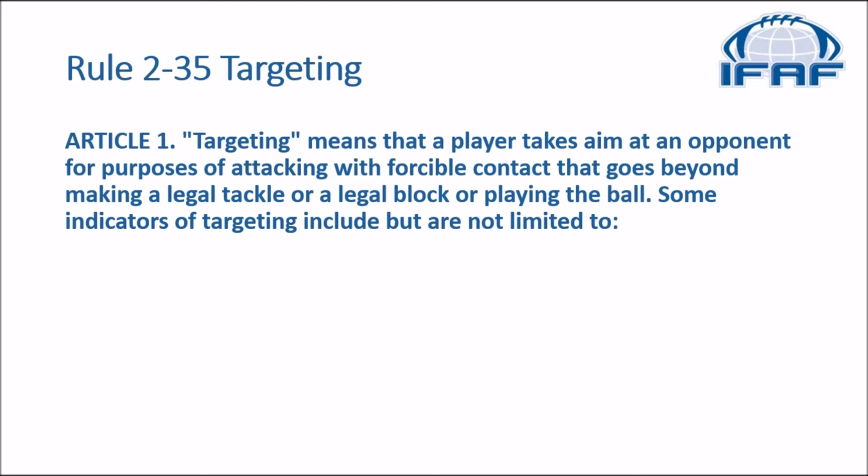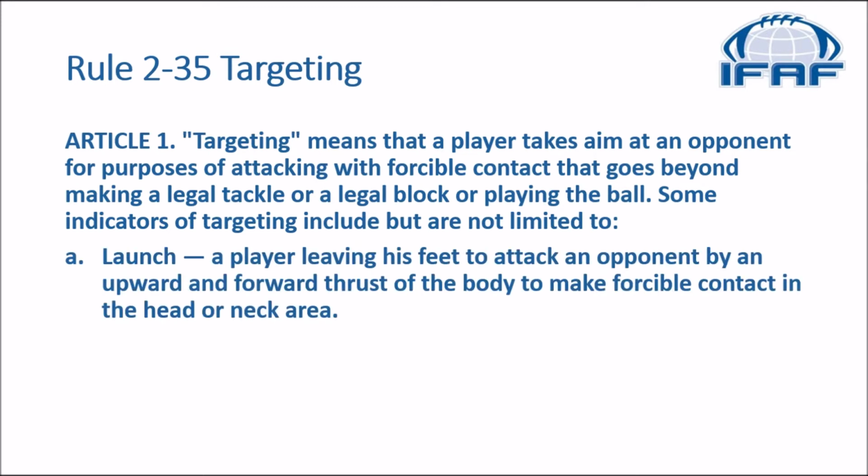Rule 2:35 goes on to define targeting. It says, targeting means that a player takes aim at an opponent for purposes of attacking with forcible contact that goes beyond making a legal tackle or legal block or playing the ball. Some indicators of targeting include, but are not limited to: A, launch. A player leaving his feet to attack an opponent by an upward and forward thrust of the body to make forcible contact in the head or neck area.